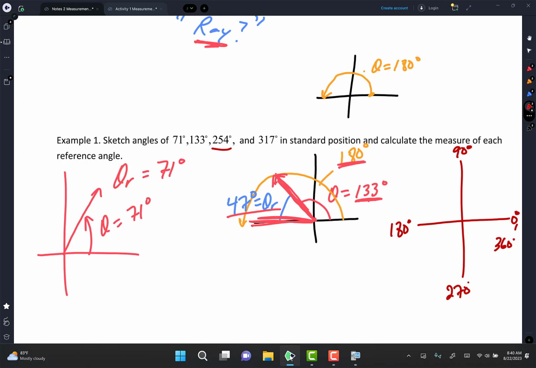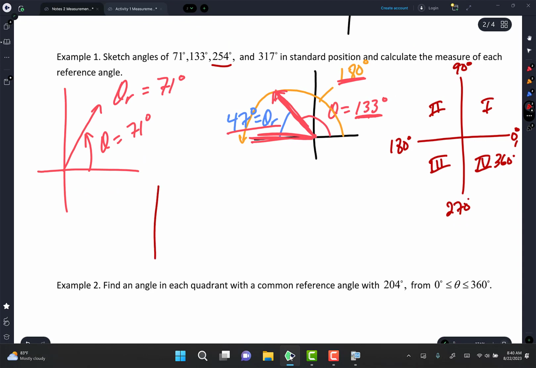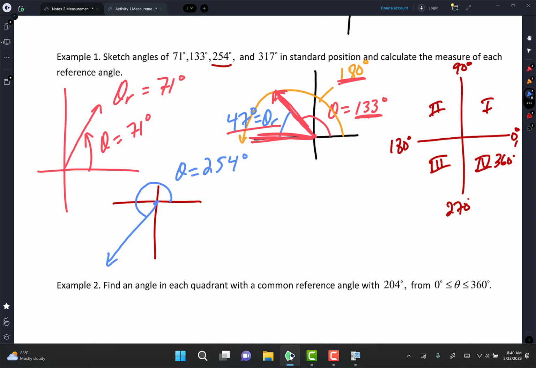So where am I? 254 degrees. It's bigger than 180, but smaller than 270. What quadrant are you in? Yeah, quadrant 1, quadrant 2, quadrant 3. You're in quadrant 3. That's quadrant 4. So I'm going to exaggerate quadrant 3. So here's quadrant 3. And I'm going to go, and from the origin, bam. I'm going to call that 254 degrees. Make sure to put a degree symbol.